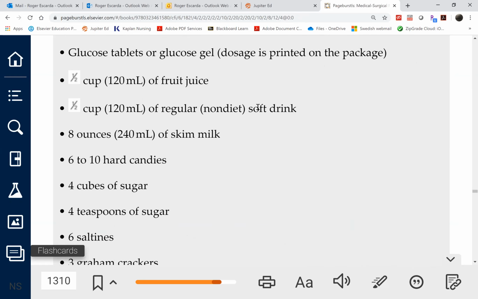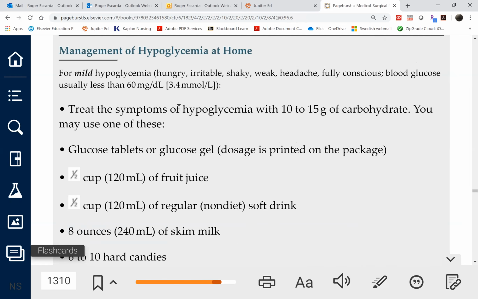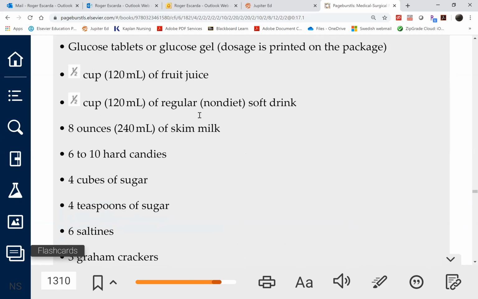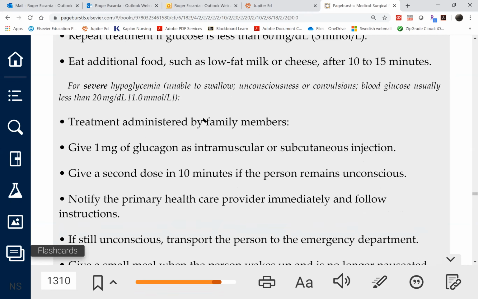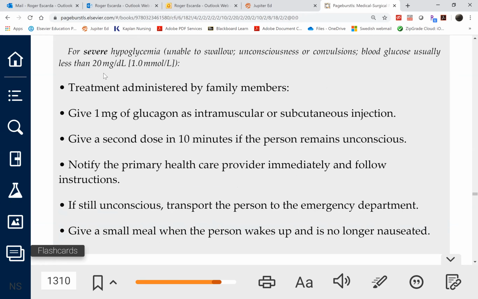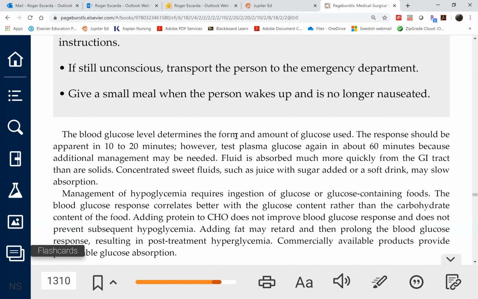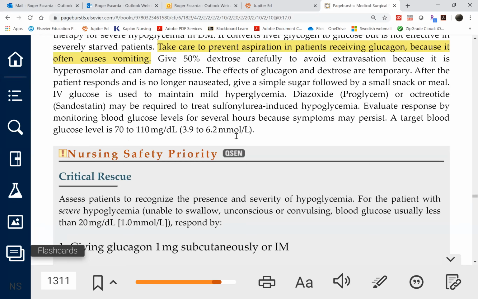Now, it really depends on what your patient's status is. If a patient is unconscious at 50, of course, you're not going to force 6 to 10 hard candies down their throat. The patient's unconscious. And in the same way, even if the patient's sugar is severely low, but they're awake, able to eat and swallow, and follow directions, then you can also give them the PO interventions. Is that clear? Yes.